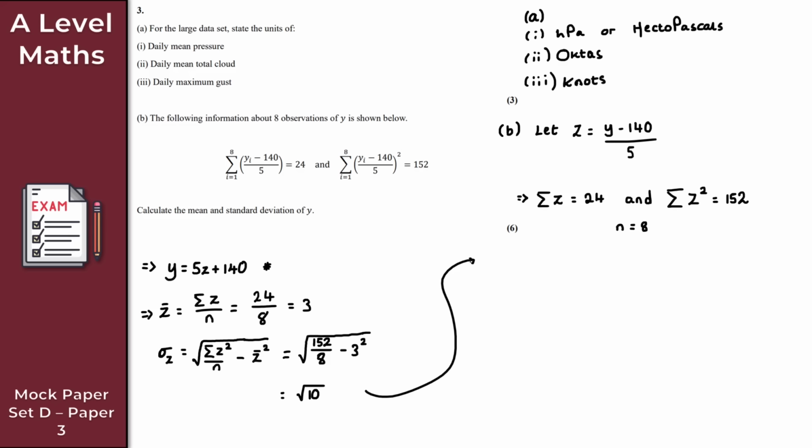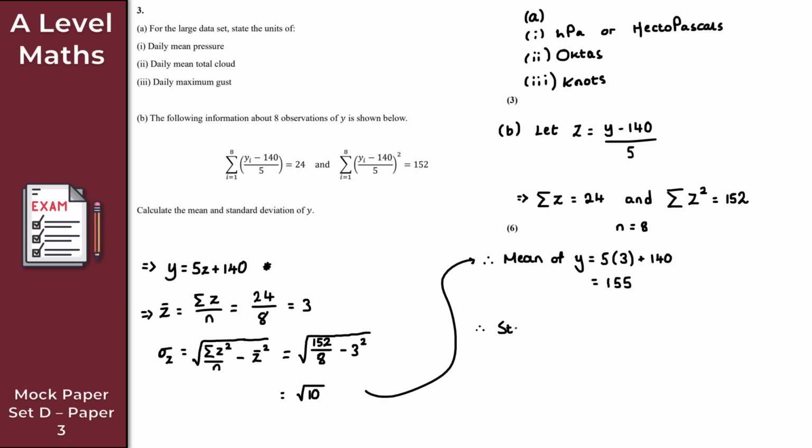So in that case, for the mean of y here, that will be 5 times z bar, which is 3. So I get 5 times 3 plus then 140, right? So 5 times 3 is 15 plus 140, and we get 155 there. Perfect. So that is the mean of y. And then to finish with here, we also want the standard deviation of y. So let's just do that as well underneath here.